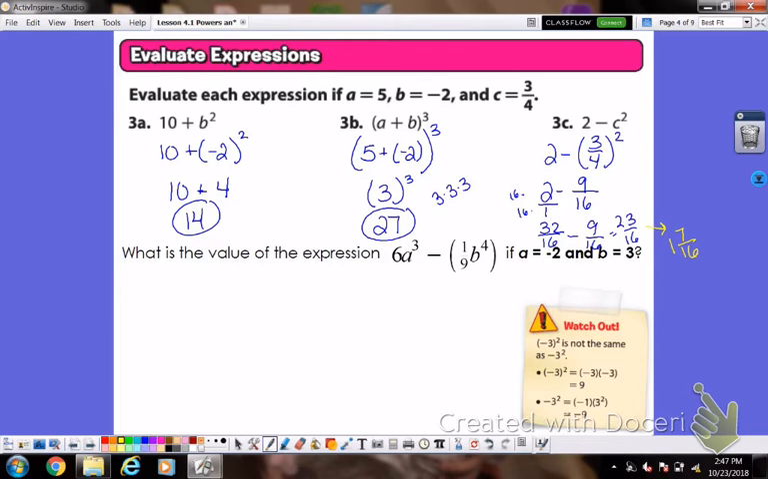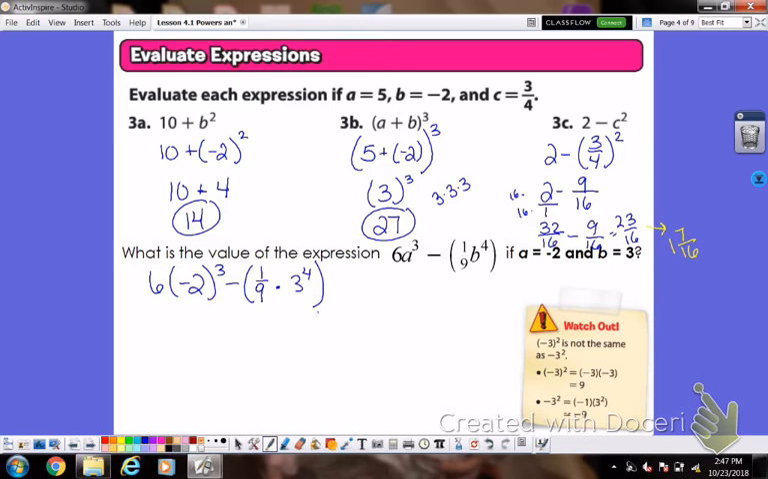Okay, moving on. What is the value of the expression 6a to the third minus 1/9 b to the fourth if a equals -2 and b equals 3? So again, we show our substitution. 6 times a is (-2) to the third power minus 1/9 times b is 3 to the fourth power.